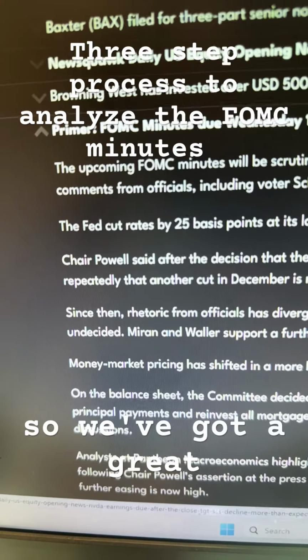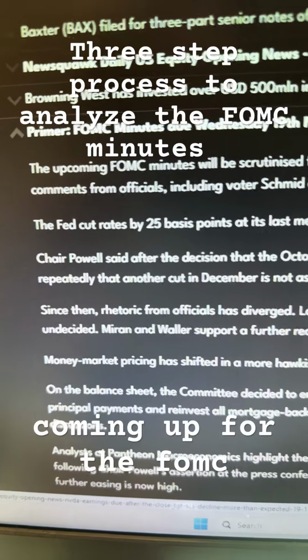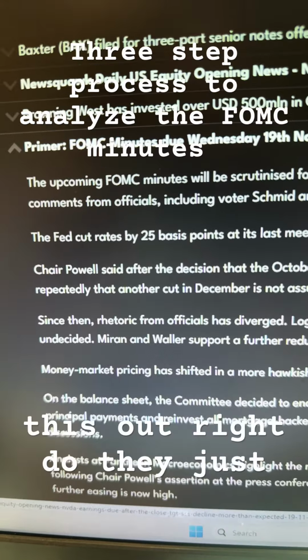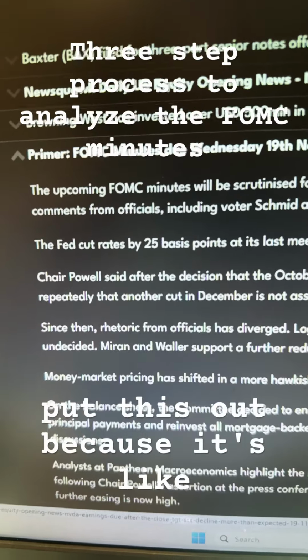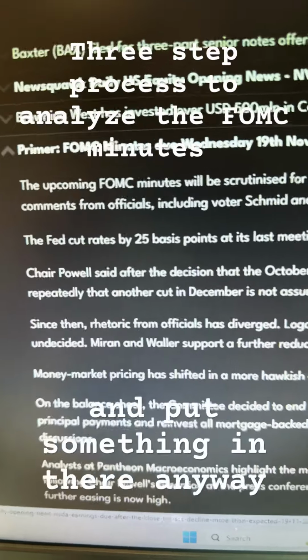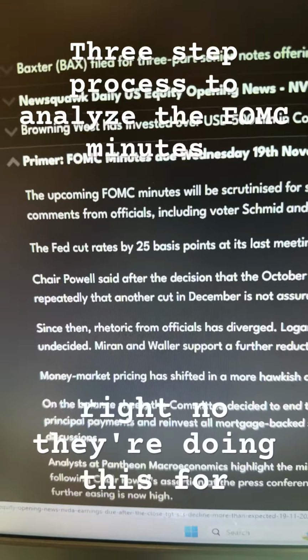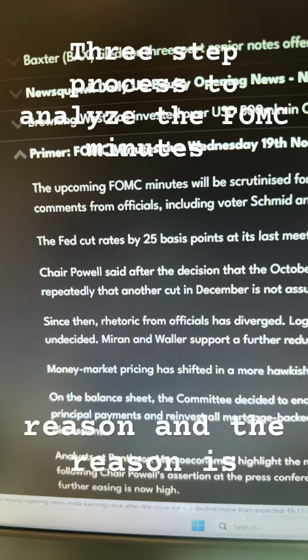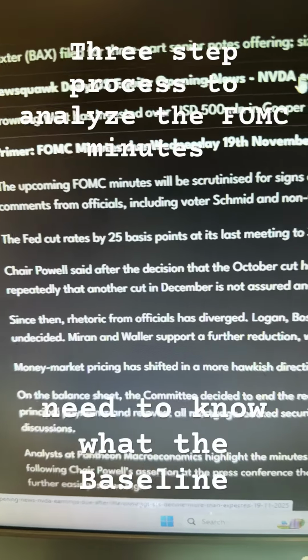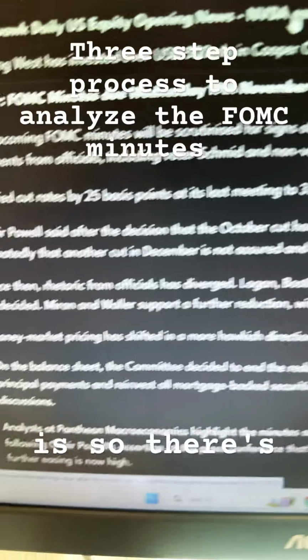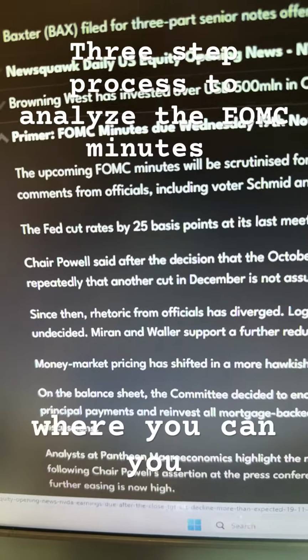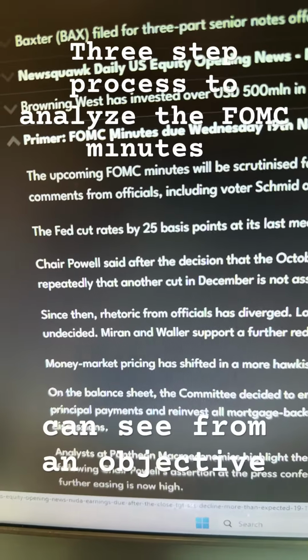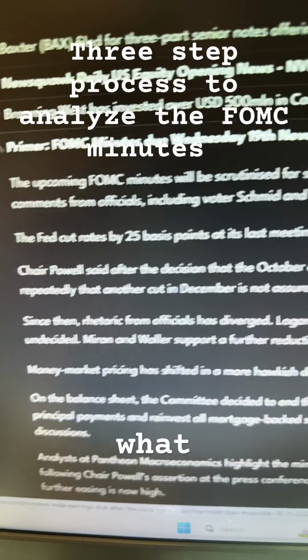Okay, so we've got a great primer here coming up for the FOMC minutes. Now, why do they put this out, right? Do they just put this out because they've got to fill up some content and put something in there anyway, right? No, they're doing this for a very specific reason. And the reason is traders need to know what the baseline expectation is. So there's details in here where you can see from an objective standpoint, okay, what has Powell said recently? Okay, what are they expecting?